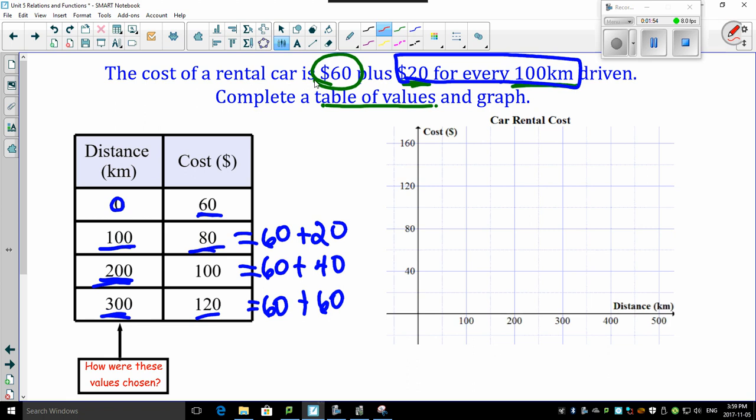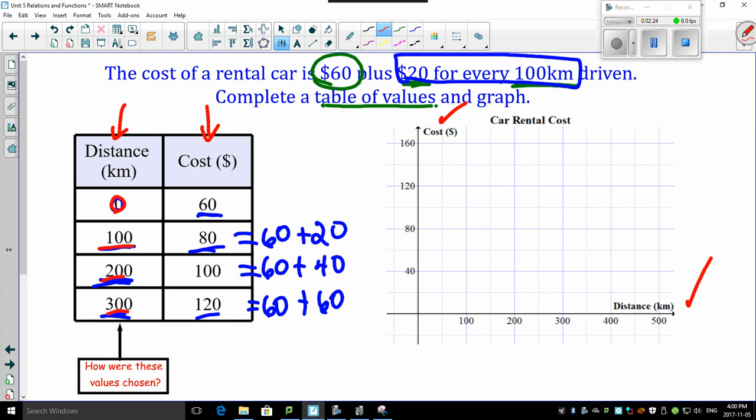Let's graph it. Remember, these are the manipulated or independent variables. Why? Because I'm the one deciding how far to drive. I can drive 0 or I can drive 300. It's up to me, and I decide how far we're going to drive. The car rental company responds by charging you this amount of money. So our independent variable goes here, our dependent goes here.